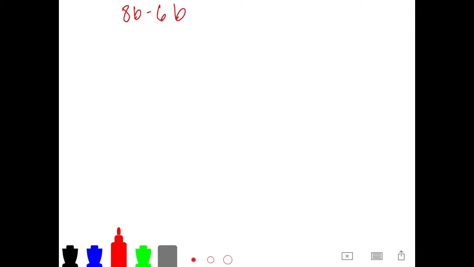For instance, we have 8b minus 6b. So when you subtract the 2, you get 2b. And you are allowed to subtract the 2 because both coefficients are being multiplied by the same variable. So therefore, you can combine those terms, which are referred to as like terms, and you get 2b.